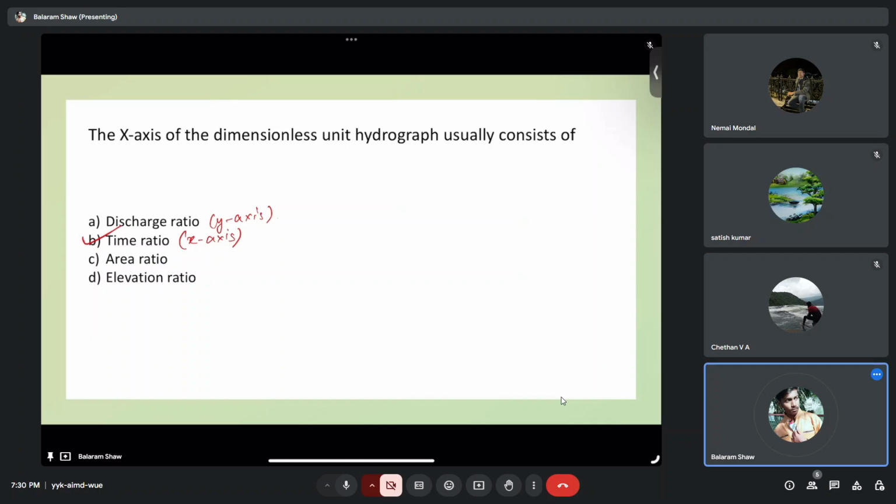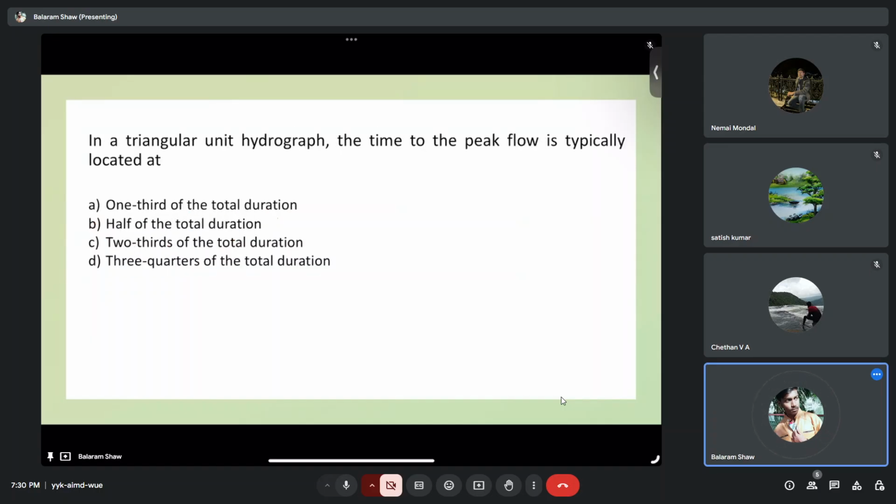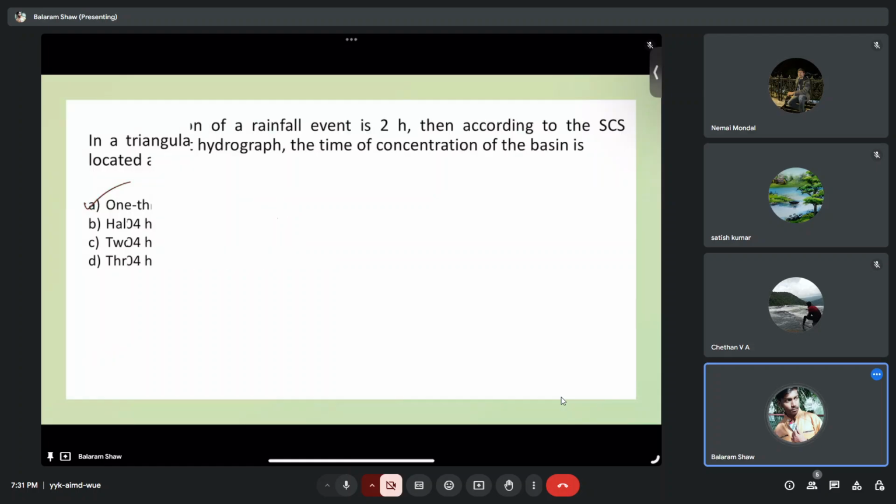Okay. Next question we have. So the next question we have is, in a triangular unit hydrograph, the time to peak flow is typically located at. So we have just seen that it will be 1/3 of the total duration from the start, right? So the correct answer will be 1/3 of the total duration. Okay. Any questions? Okay, we'll move to the next question then.